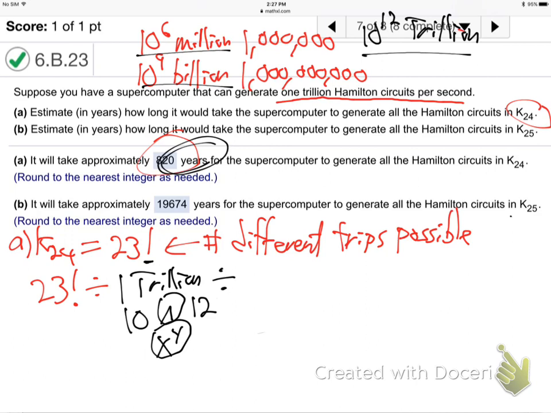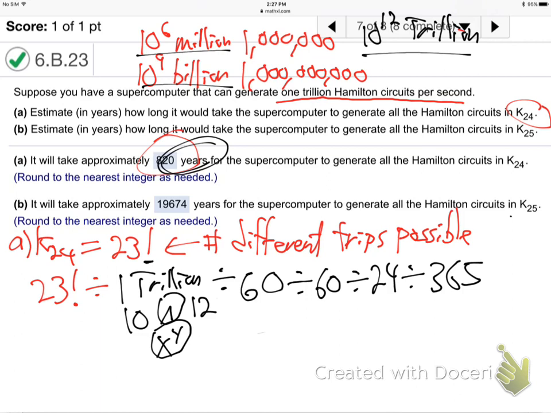Well, how many seconds in a minute? 60. So we divide by 60. Now we're in minutes. How many minutes in an hour? 60. Now we're in hours. How many hours in a day? 24. Now we're in days. How many days in a year? 365, unless it's leap year, but we'll just ignore that.